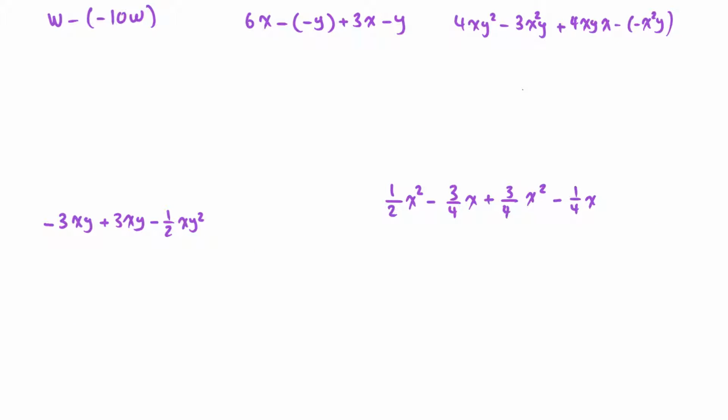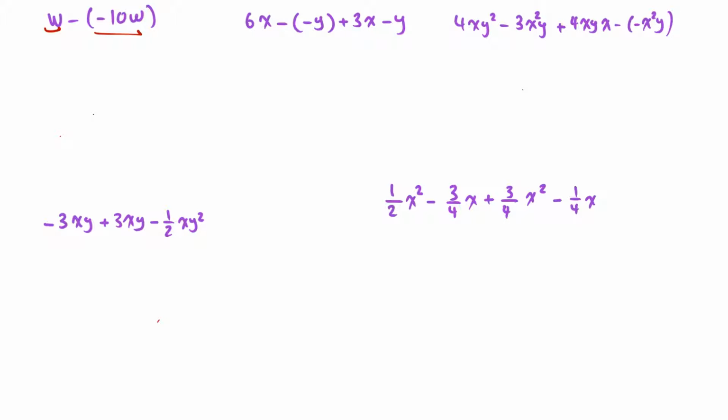Alright, let's do some practice now. So what we want to do is simplify these expressions over here. The first one that we have, I have w minus negative 10w. So these are pretty much like terms because they both have the same variable. So first thing I have to do is take care of the bracket over here.